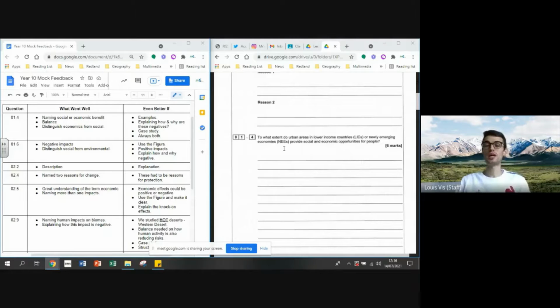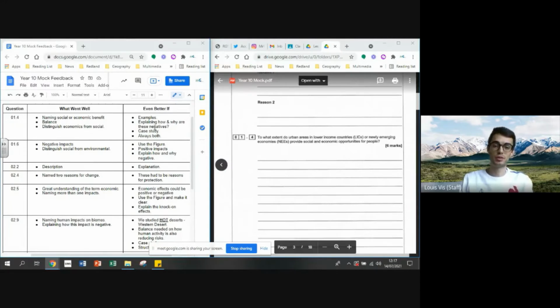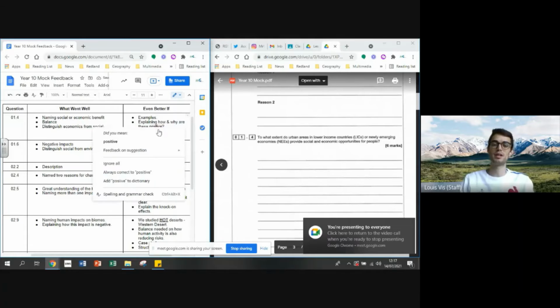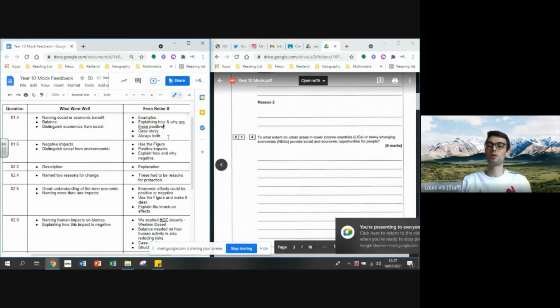What I would say is please use an example. The example we did was Lagos in Nigeria as a case study. Nigeria is an NEE, so I didn't see that in many answers. When you say an opportunity like employment, tell me how and why those would be positive. So how would employment opportunities in Lagos be better? Why would it provide economic opportunity to people? Does that make sense?